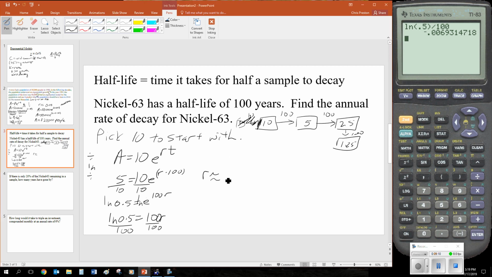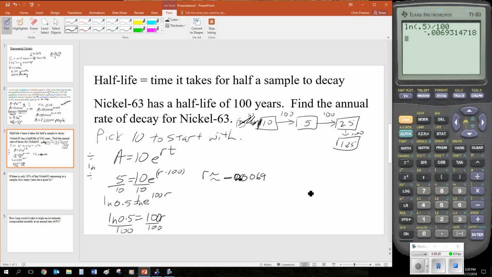So negative 0.0069, we'll say. You'd say 7. I'm always worrying about just giving it a little bit more information.